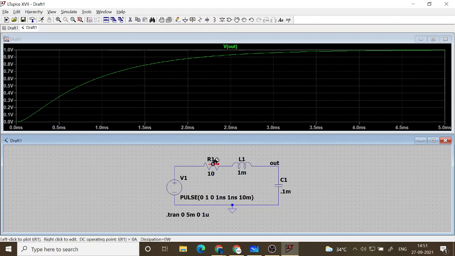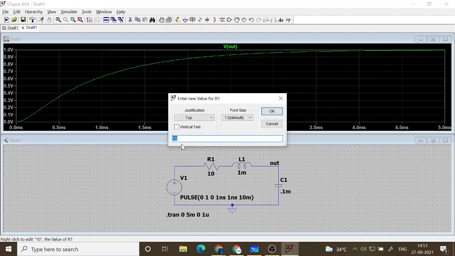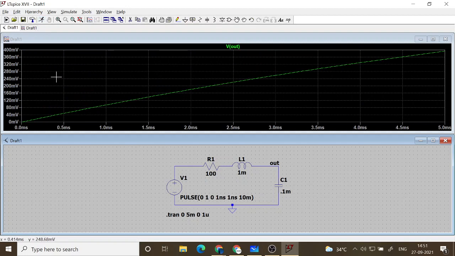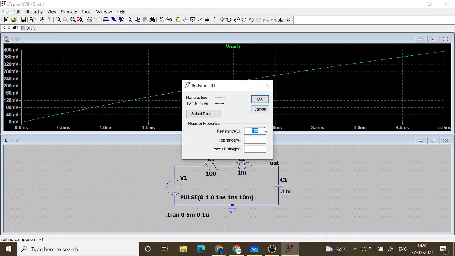If I keep on increasing this value, what you will see is that the time it takes to reach 1 volt will be more and more. So now it is reaching in almost 3 to 4 millisecond, but now you see we have only reached up to 400 millivolt after 5 millisecond. So it takes longer time. So it's a much slower rise. 7 ohm.